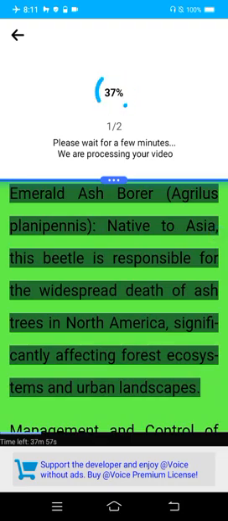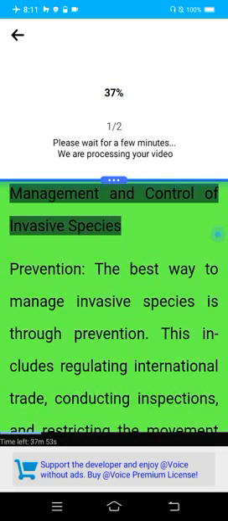Emerald ash borer, Agrilus planipennis, native to Asia. This beetle is responsible for the widespread death of ash trees in North America, significantly affecting forest ecosystems and urban landscapes. Management and control of invasive species.